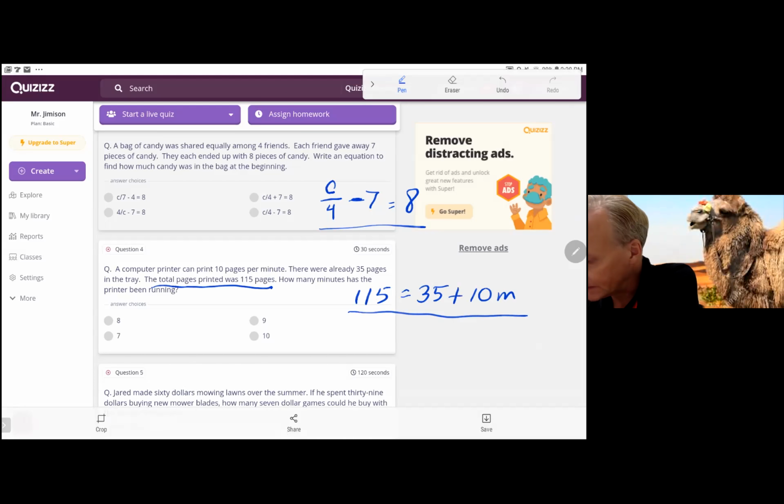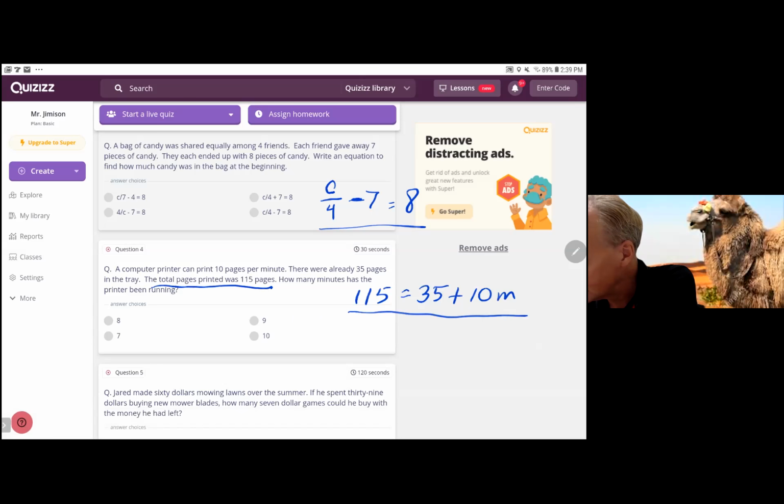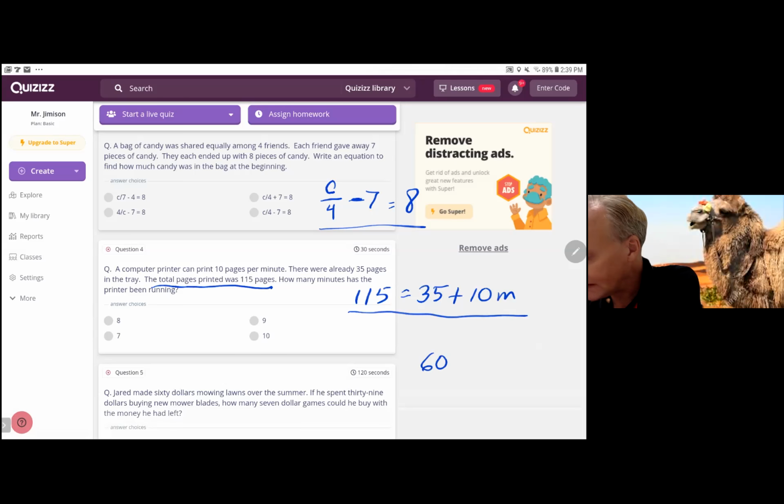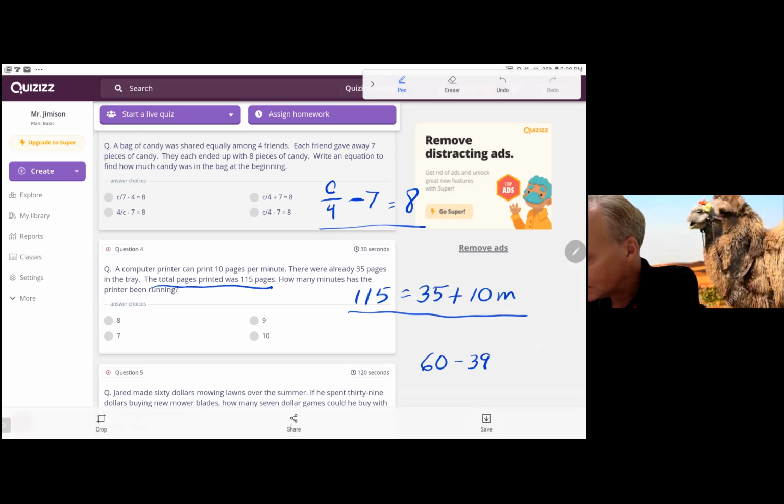This next one says Jared made $60 mowing lawns over the summer. If he spent $39 buying new lawnmower blades, how many $7 games did he buy with the money he had left? So he has $60 and he spent $39 buying lawnmower blades. And they want to know how many $7 games could he buy with the money he had left.